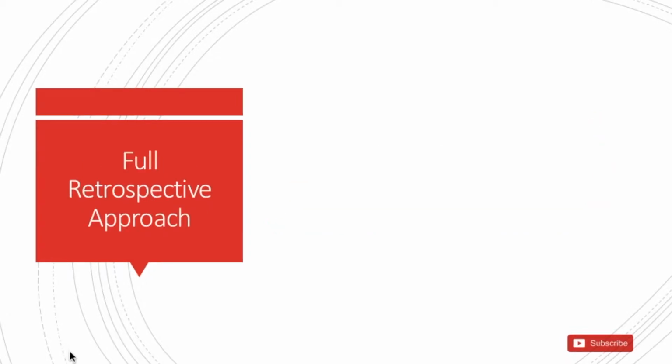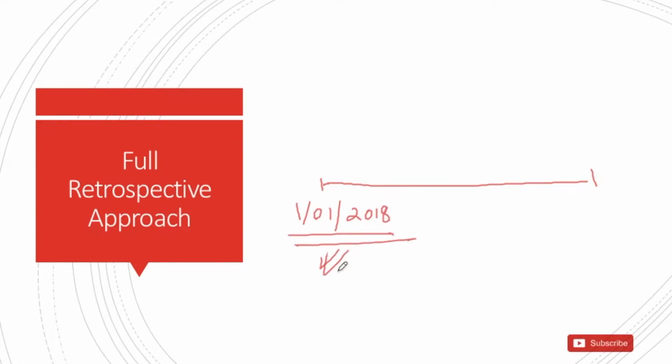Now let's understand the full retrospective approach through an example. I've already discussed this in my previous video, but I just want to reiterate the entire process. So this is the timeline and this is the initial date of transition. The date on which we apply this standard is 1st January 2018 as required by IFRS 15. As per the full retrospective approach, you need to follow IAS 8, which means in order to apply the full retrospective approach, you need to comply with all the requirements related to IAS 8.